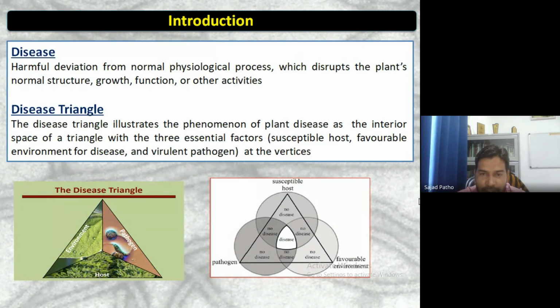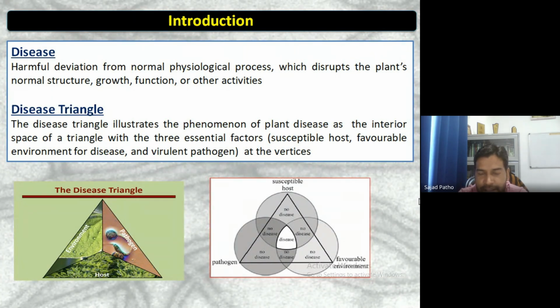Because this is a diverse group of people, first let me introduce what actually a disease is. A disease is a harmful deviation from normal physiological process. Sometimes when any physiological process gets disturbed, we can say this plant, or this human, or this animal is diseased. When it disrupts the plant's normal structure, growth, function, and other activity, we call it a disease. The word disease is a combination of two words: dis and ease. When a human, plant, or animal is away from easiness, we can say it is diseased. Dis means away, ease means easiness.